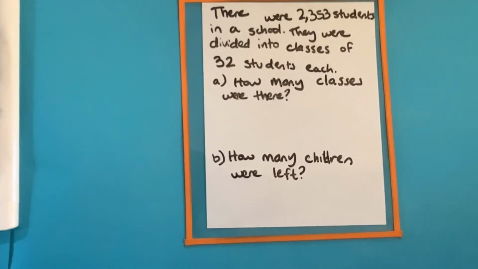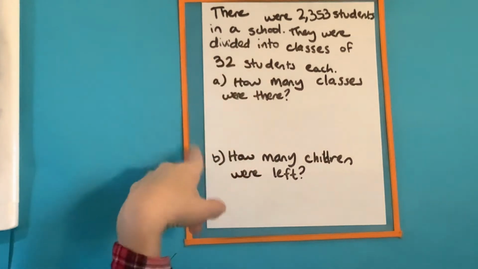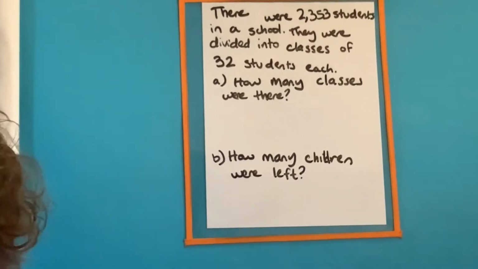There were 2,353 students in a school. They were divided into classes of 32 students each. So I see this word divided, which is a big hint, okay? Question A asks how many classes were there? And B, how many children were left? So this really ultimately is coming down to a division problem where there's going to be a remainder.